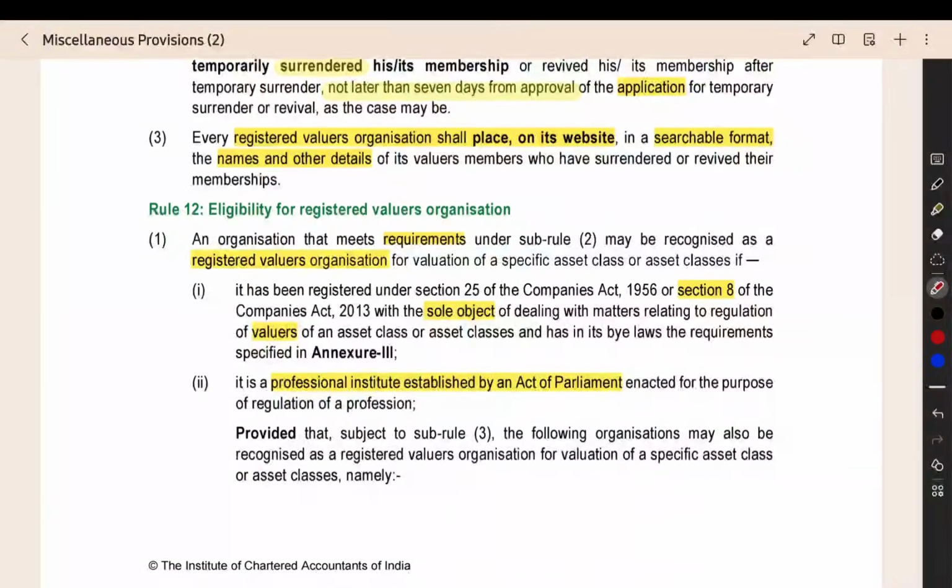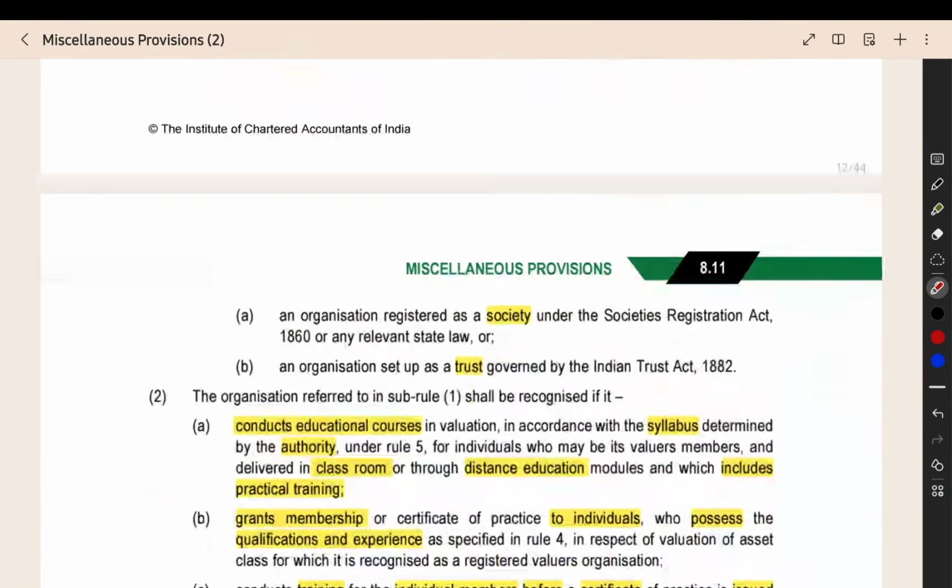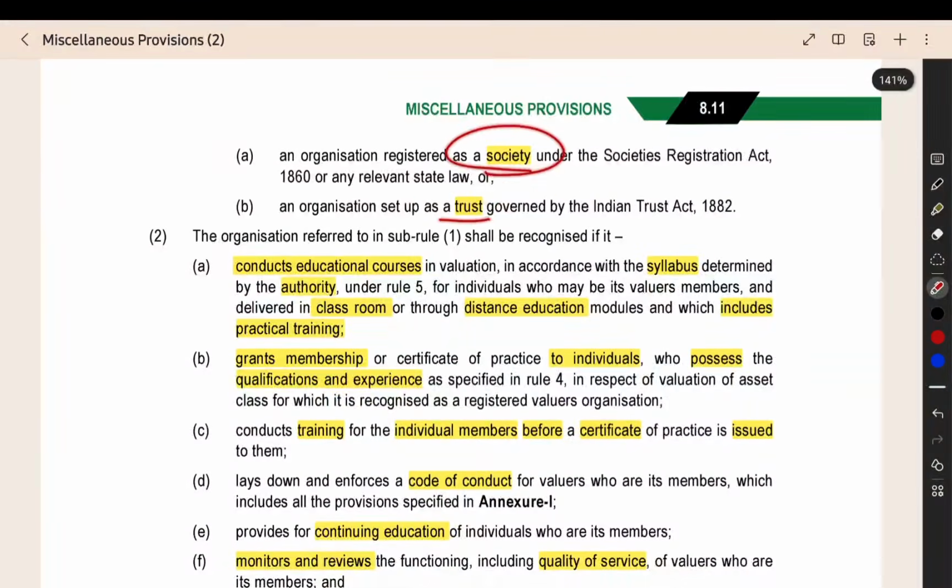So here, when you see eligibility for an RVO: if you want to become a registered valuer organization, you are going to create an organization that will conduct the educational course and provide the training. For that, what you should do is have a Section 8 company. The only objective is to regulate the valuers. It can be a professional institute established by an act of parliament also. It can be a society or a trust also.